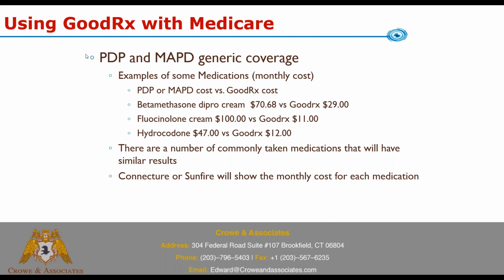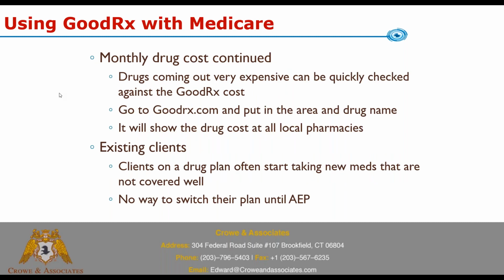So when you run these things on Connector or Sunfire, it's going to break it down for you, show you every kind of plan, PDP or MAPD, and it's going to show you, okay, per month, this drug is going to cost this much with this plan. And you can quickly flip over to GoodRx when you're talking to that client and say, yeah, I know it's $47 on this plan, but don't worry about it. You can fill that through GoodRx for $12. So it definitely can save you a sale in a lot of cases.